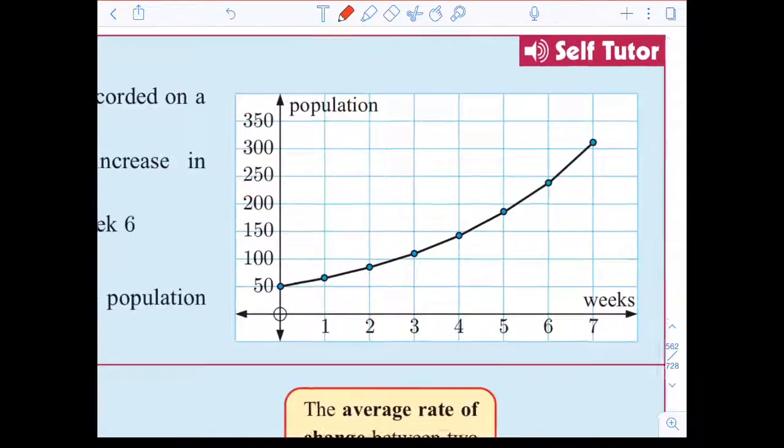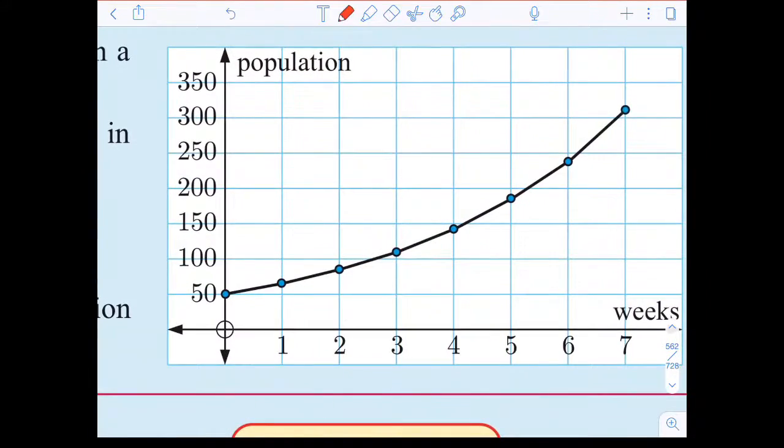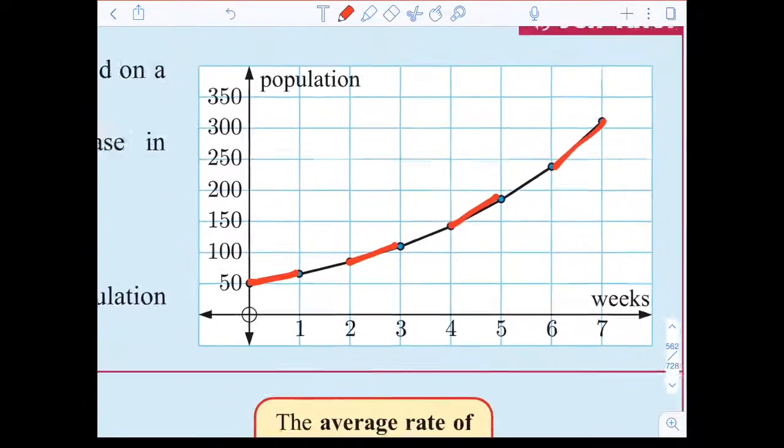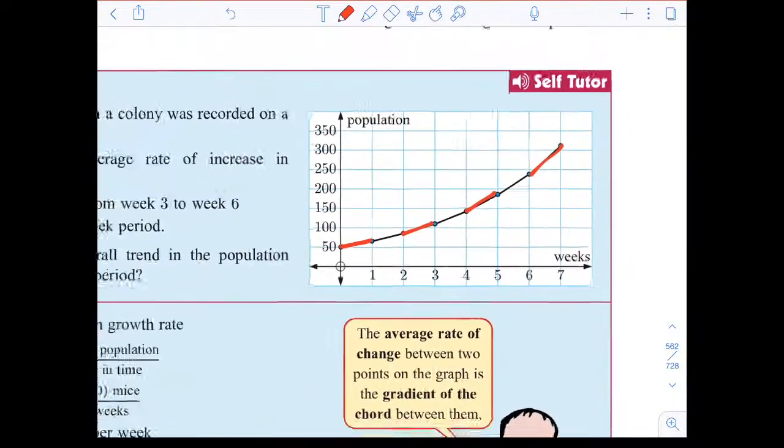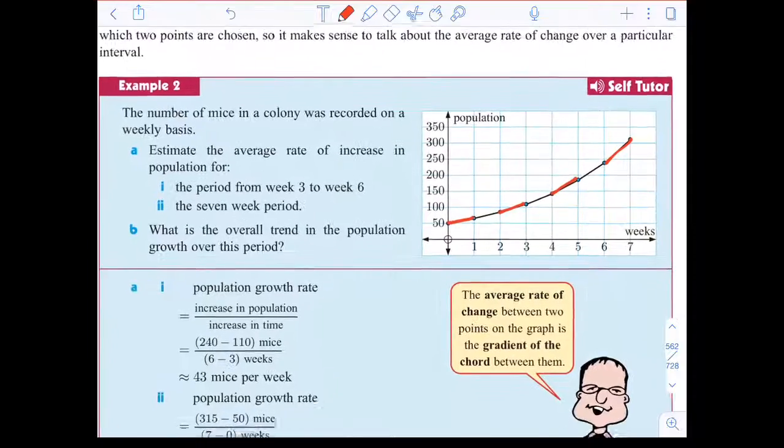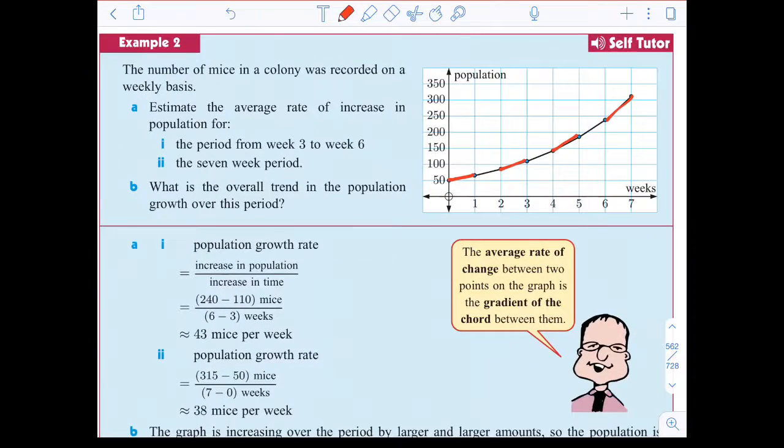So if we look at this graph that we have down here, the average rate of change is always changing. So I see that we have kind of a straight line here, another straight line here, another straight line here, another straight line here. And you notice that they're not all on the same straight line, so that means that the slope is changing for all of them. So what we want to do is choose 2 of these points and find out the average rate of change, and that's what it has here. It says the number of mice in a colony was recorded on a weekly basis.